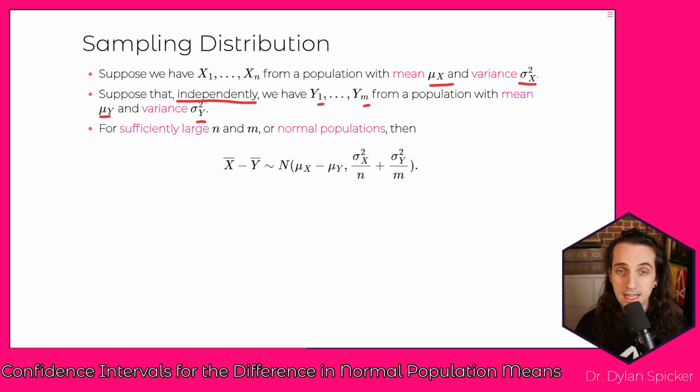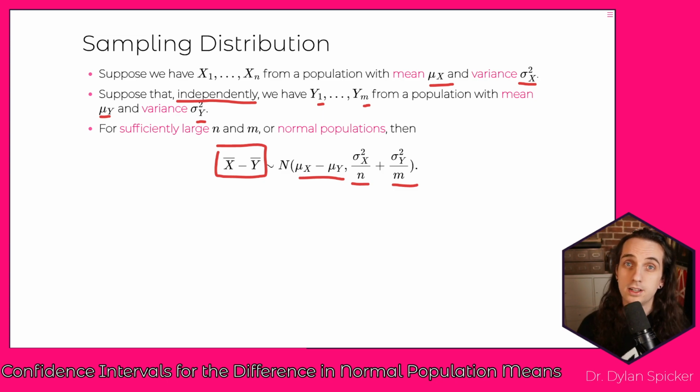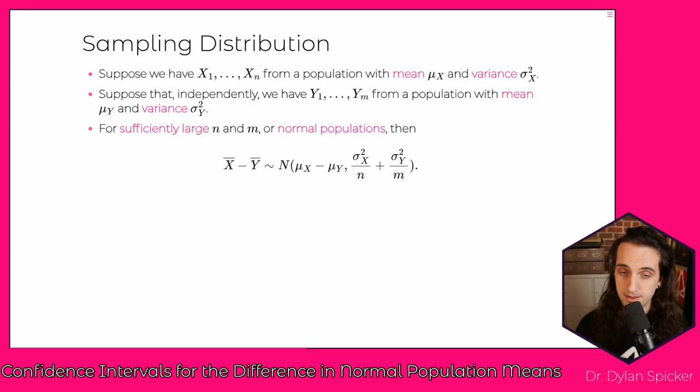Now, as long as n and m are both sufficiently large, or the populations are normal, either way it works out the same, the difference in our sample means follows a normal distribution with a mean of mu x minus mu y and a variance of sigma x squared over n plus sigma y squared over m, each divided by their respective sample size.